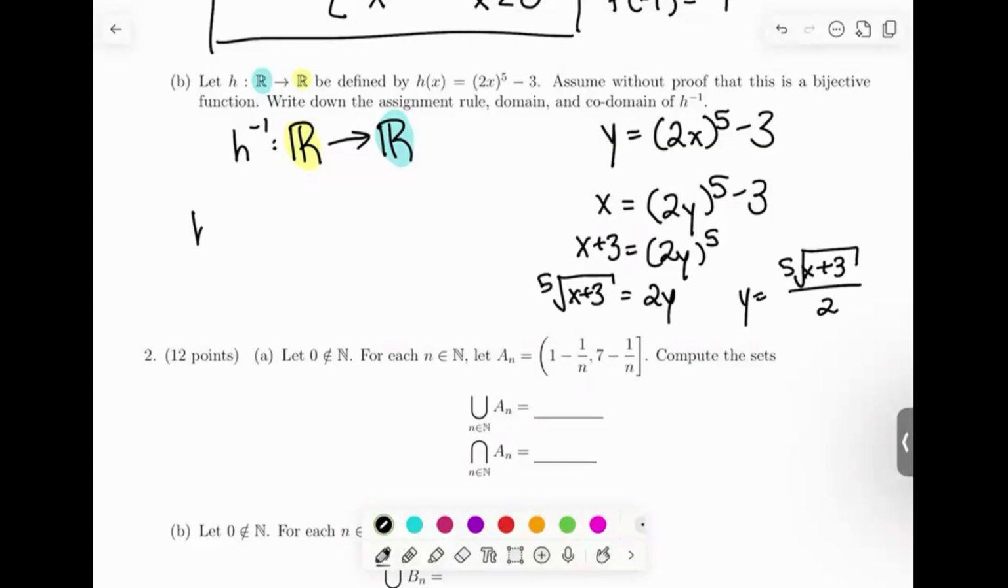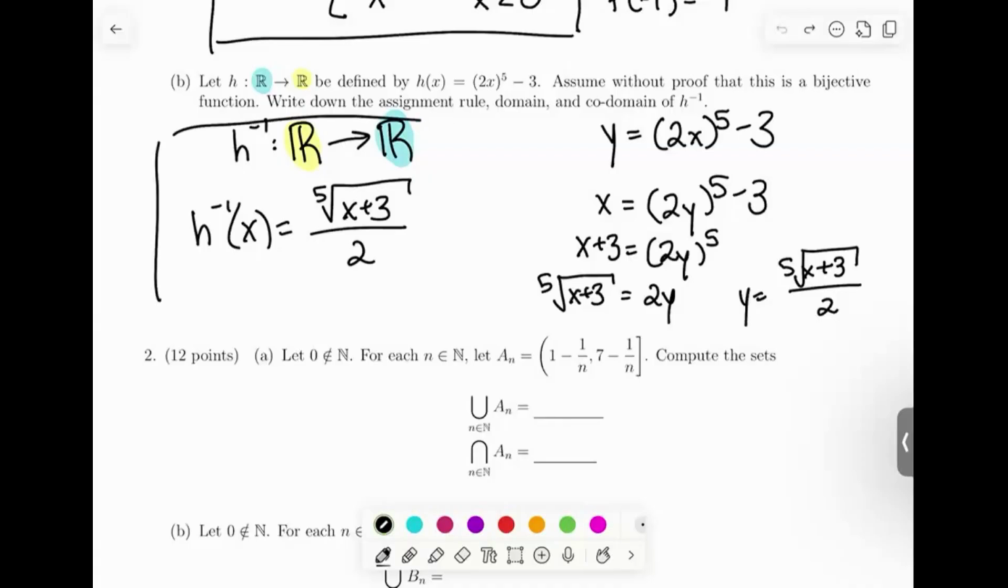So that means h inverse of x is going to be the 5th root of x plus 3, over 2. Yay.